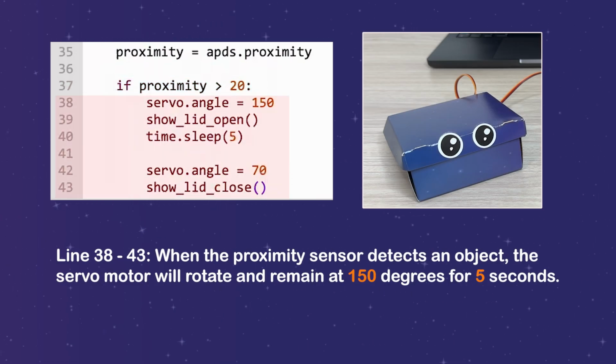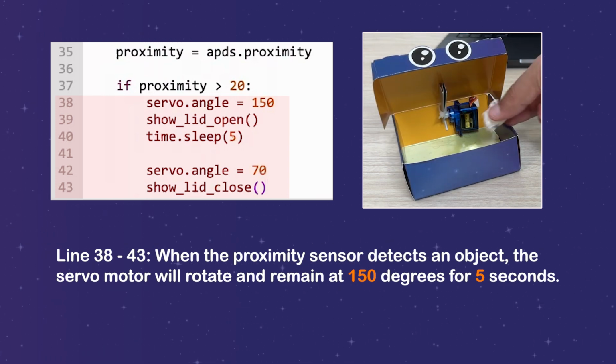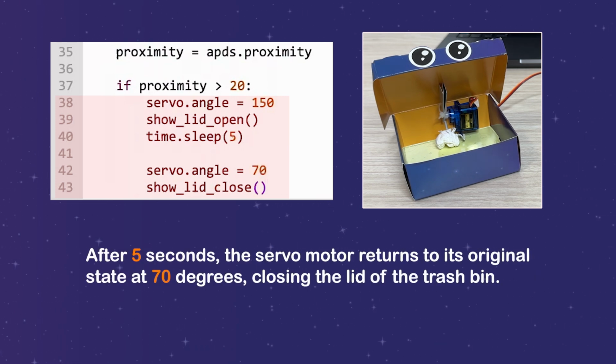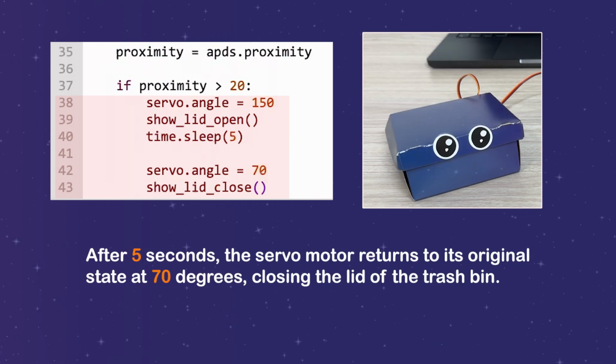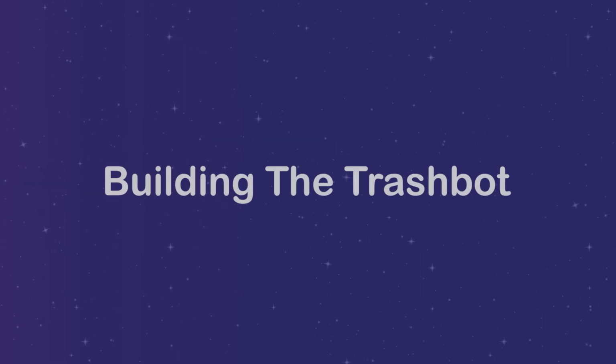Line 38 to 43. When the proximity sensor detects an object, the servo motor will rotate and remain at 150 degrees for 5 seconds. After 5 seconds, the servo motor returns to its original state at 70 degrees, closing the lid of the trash bin. Now, let's download the code and build the trash bot.